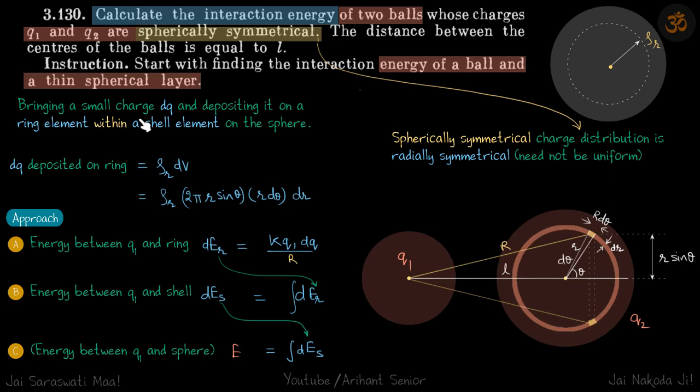So we bring a small charge dq and deposit it on a ring element within a shell element on the sphere. That's how we define interaction energy. We take a small charge and put it on this ring here. Let's assume there is an empty space here, and we came and put some dq charge here. Once we know dq, then the energy will be q1 dq by r.